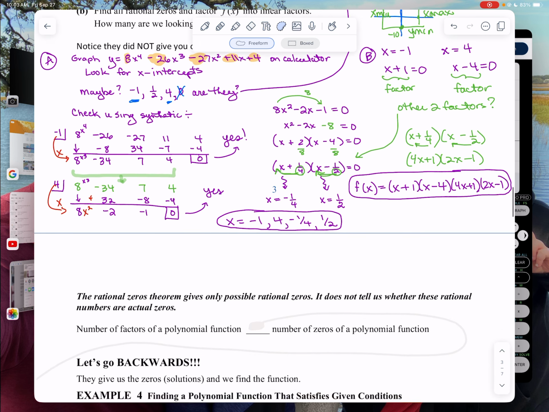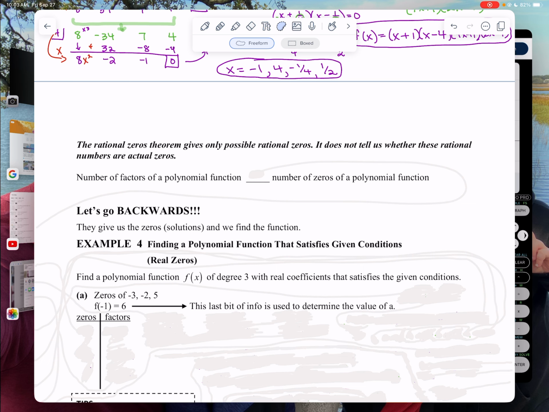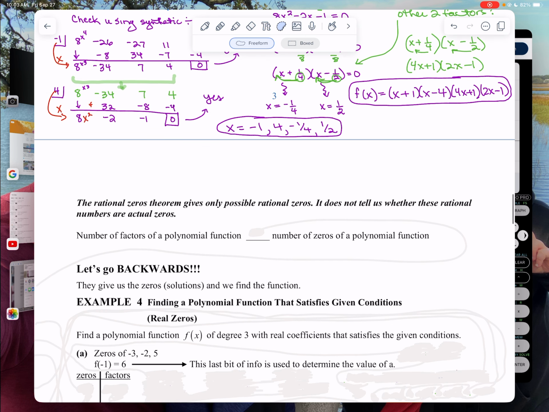So now you've got to remember that the number of factors in your polynomial is going to be equal to the number of zeros. So we had 4 zeros here, so we're going to have 4 factors here. That's all this is saying.